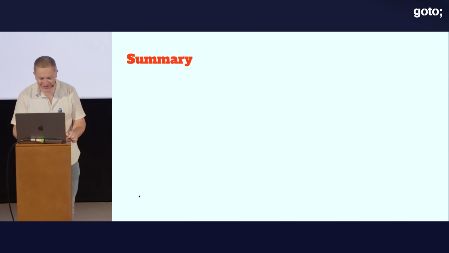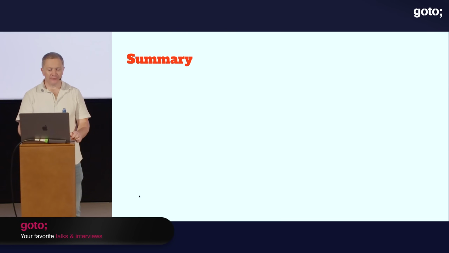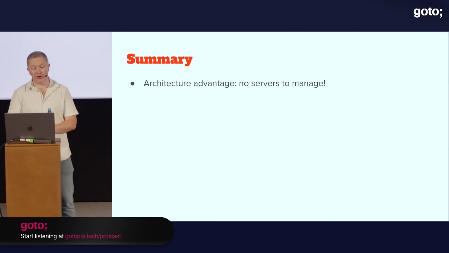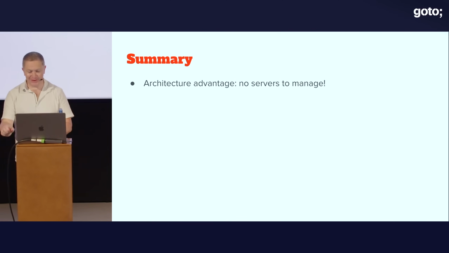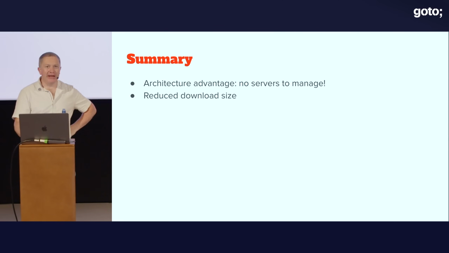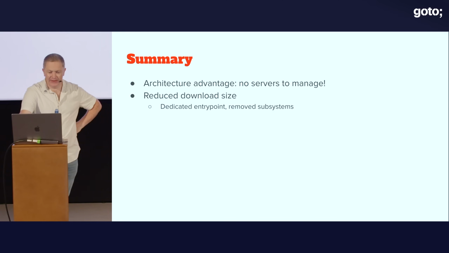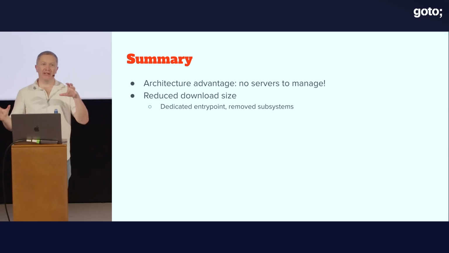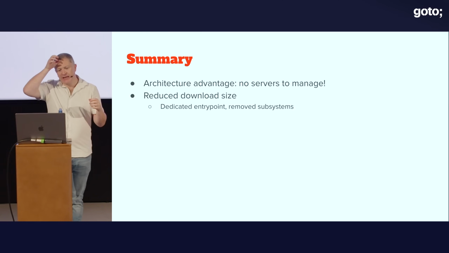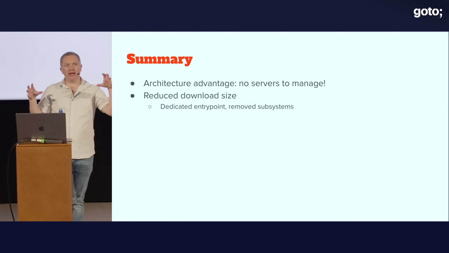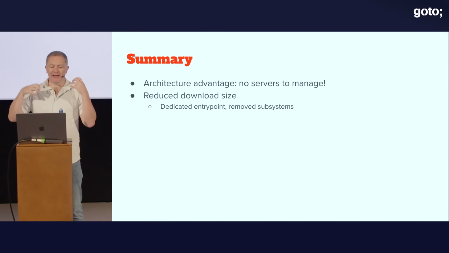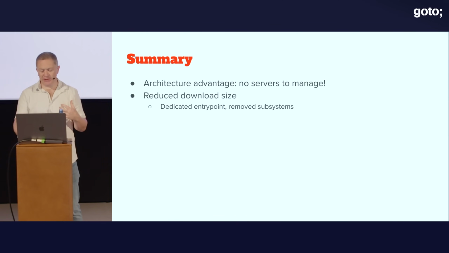So just to summarize what we've looked at. We got a major architecture advantage out of using WebAssembly. We've got no servers to manage, and that means no open source contributors getting beeped in the middle of the night. We reduced the download size to make it fit into a web page in a reasonable size. And to do that, we made a dedicated entry point that's separate from our command line one, and removed the subsystems that we didn't need. And I think we talked in detail about how that worked for our compiler project, but I think the general point of make a dedicated entry point and remove the subsystems you don't need applies to other projects too.